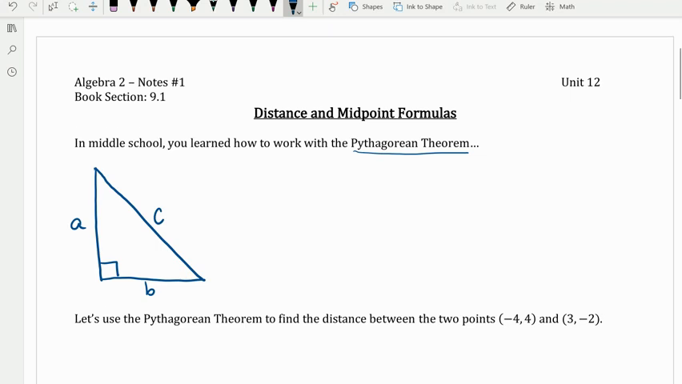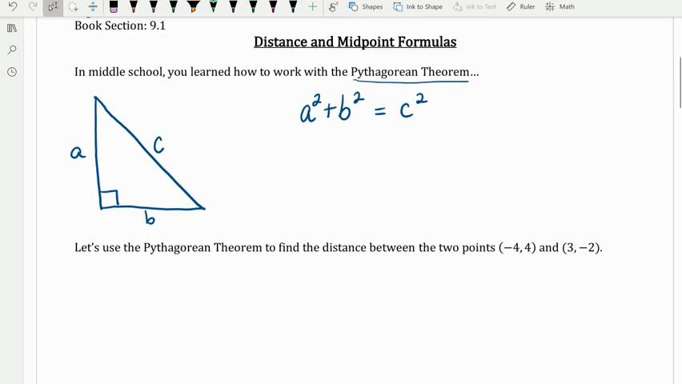The Pythagorean theorem says that the sum of the squares of the legs, so a squared plus b squared, is equal to the square of the hypotenuse. So that a squared plus b squared equals c squared. You guys probably remember that, right?